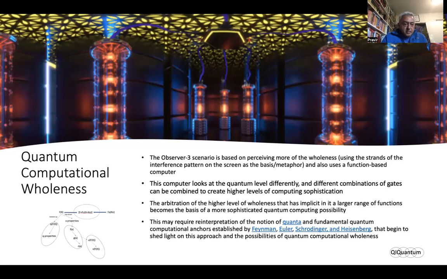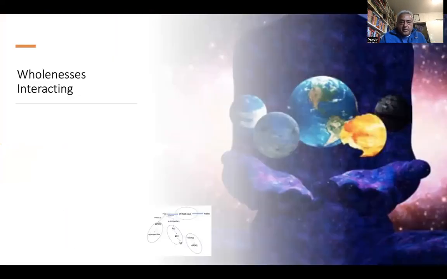I've done some baseline thinking on this and have published a number of IEEE articles that look at anchor points in today's quantum computational approaches that were suggested by Feynman's work or Euler's or Schrodinger's or Heisenberg's, and I've extended them to, in a sense, think about or consider these other computational paradigms. I'm happy to share these if you reach out to me.